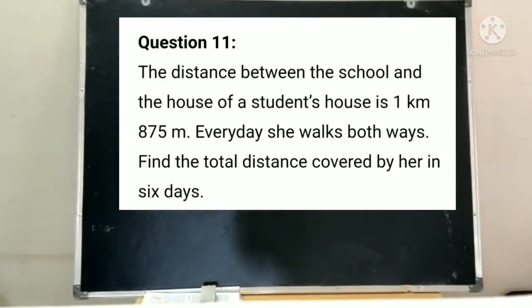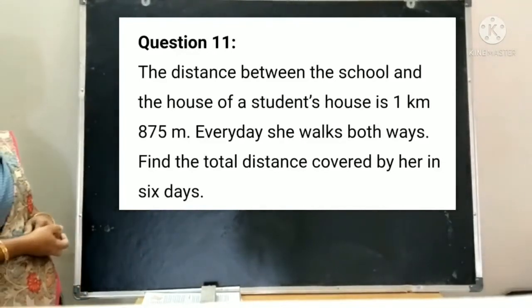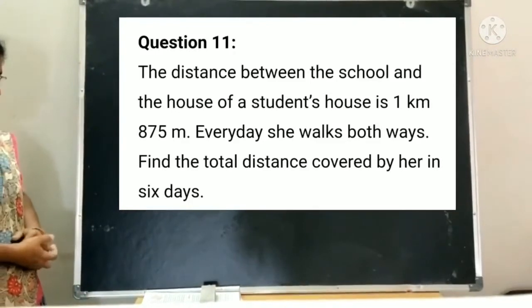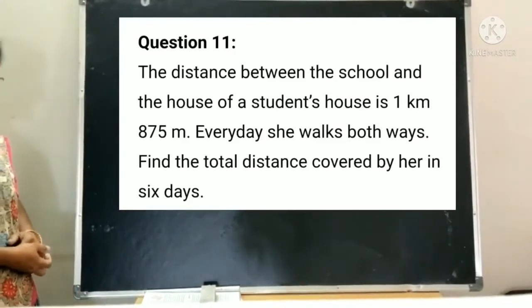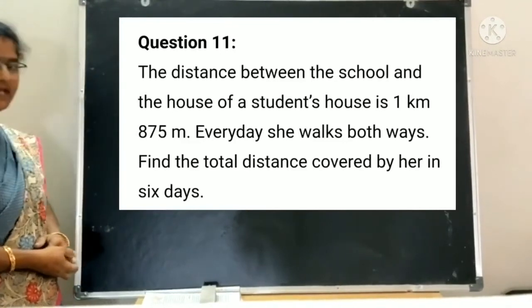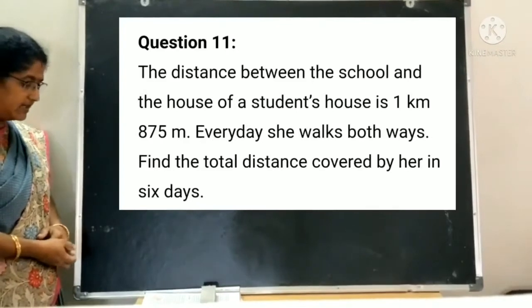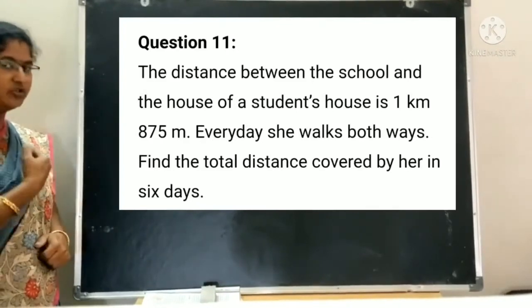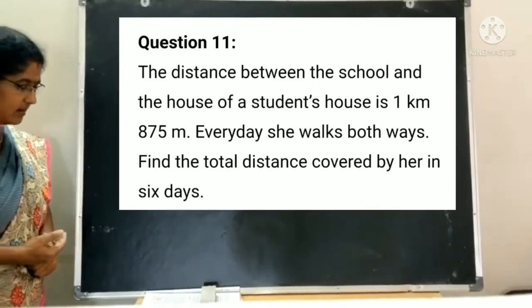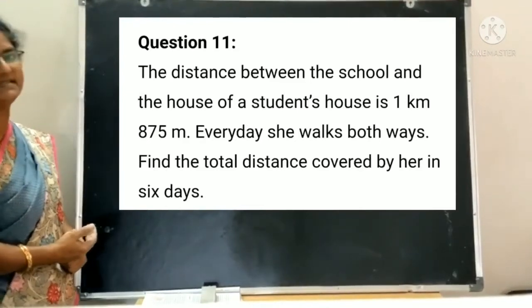Next question. Question number 11. See the question. The distance between the school and the student's house is 1 kilometer 875 meter. Every day she walks both ways. Find the total distance covered by her in 6 days.